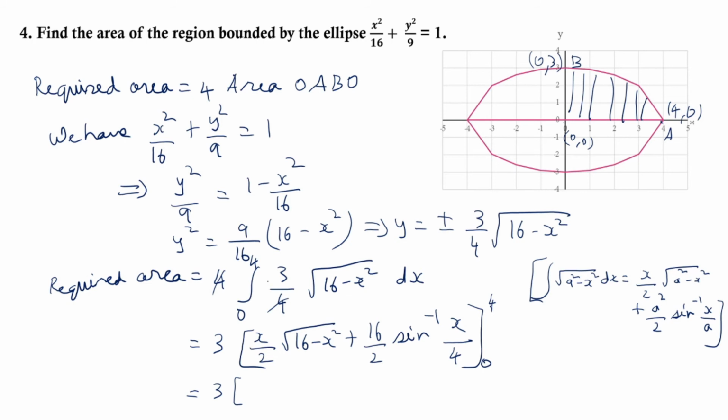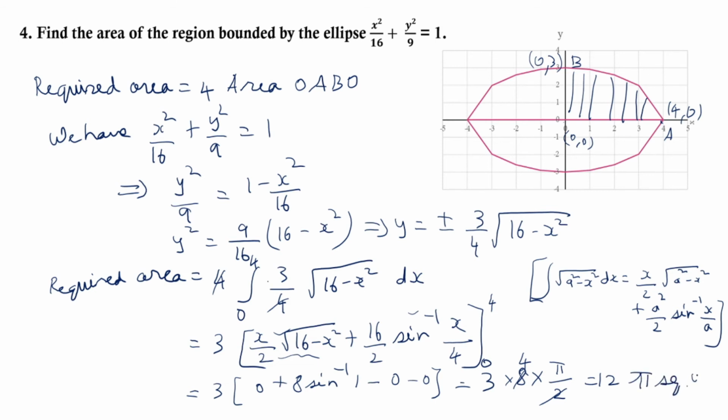So this is equal to 3 into, when we substitute 4 here, we will get 0 plus 16 by 2, which is 8, sine inverse of 4 by 4, which is 1, minus, when we substitute 0 here, we get 0 and sine inverse of 0 is 0. So this is equal to 3 into 8 into sine inverse of 1, which is pi by 2. So we get the answer as 12 pi square units. I hope this is clear.